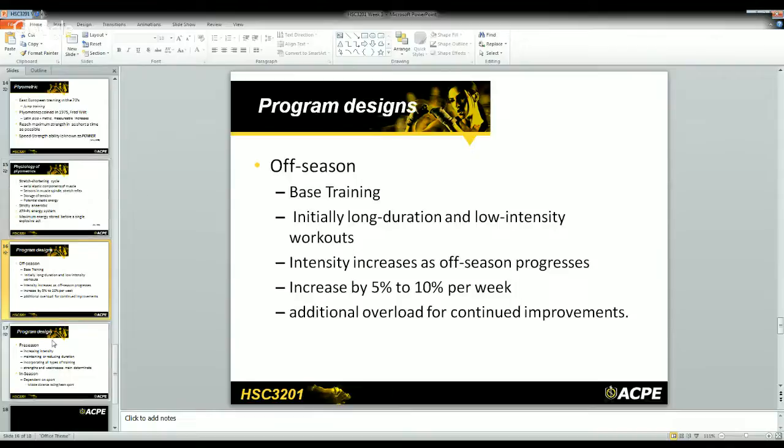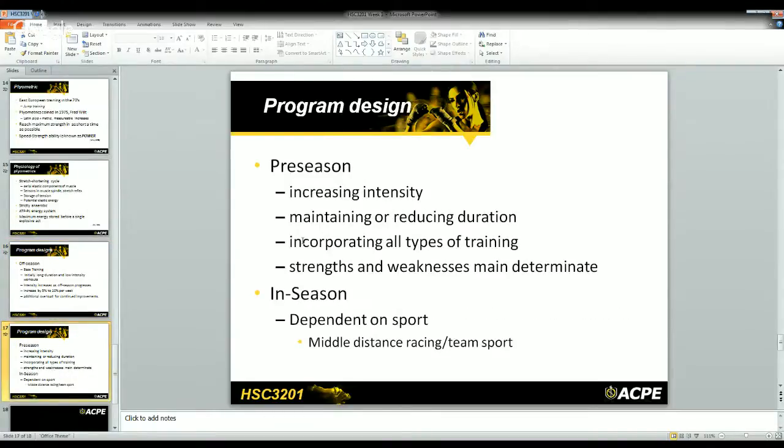Once we get closer in and we get into pre-season, the specific phase, we're going to increase the intensity, get closer to game, maintaining or reducing duration. If the intensity increases, the length of time that we spend on this particular conditioning phase is going to decrease. We're going to use all types of training. There's going to be some endurance intervals, and some higher sprinting. We also look to identify the weaknesses and work directly on those weaknesses.